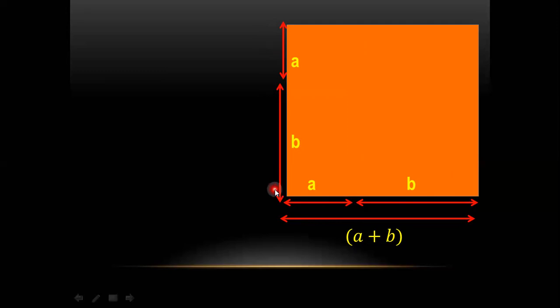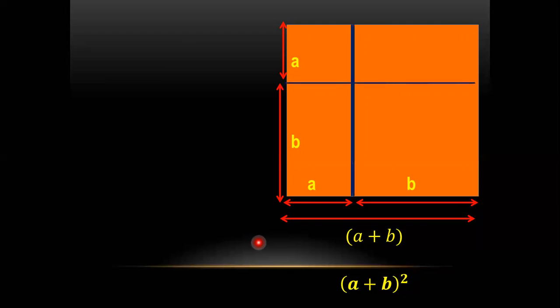And now if I want to calculate the area of this whole square, I will be multiplying this A plus B with A plus B to find the area. So it will be (A plus B) whole square. Now keep this in mind that the area of the orange square is (A plus B) square, right? Now I am dividing it again into four portions, as I divided it before. And now I will be changing the colors.